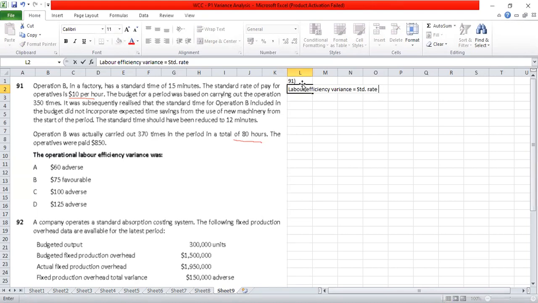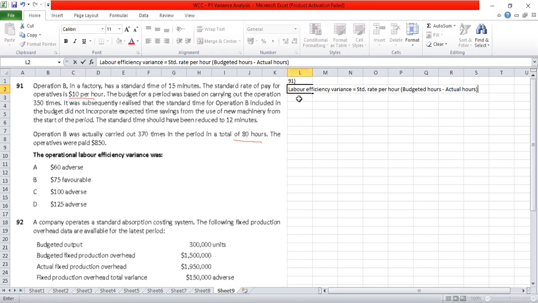Because the quantities are given as the number of hours, the time period is mentioned, so the standard rate also should be taken as standard rate per hour. The standard time mentioned is 15 minutes, so convert that into hours. Then we have the budgeted hours. Don't make a mistake of calculating it for the budgeted activity, which is 350 operations. The actuals are the total actual hours, which are 80 hours. So let's calculate this first.